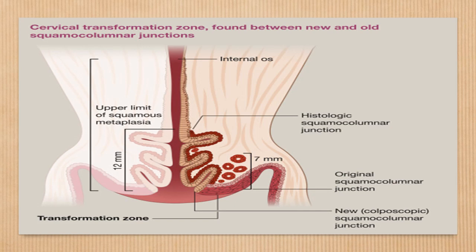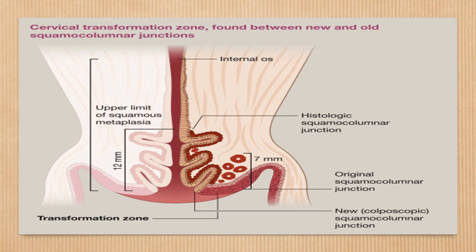This is the original squamocolumnar junction, and this is the ectocervix and this is the endocervix. So what happens at puberty, in the childbearing age, with COCP use, is that this endocervical area is covered by stratified squamous epithelium, and then there are glands. So then there is new squamocolumnar junction formation. The area between the original squamocolumnar junction and the new squamocolumnar junction is called the transformation zone.